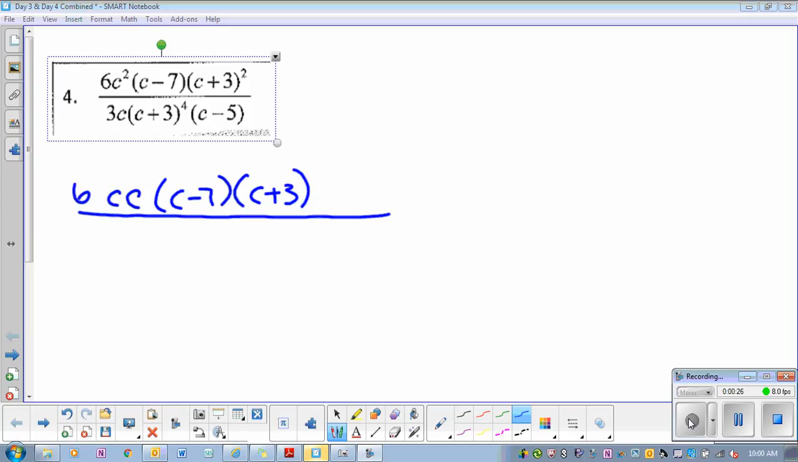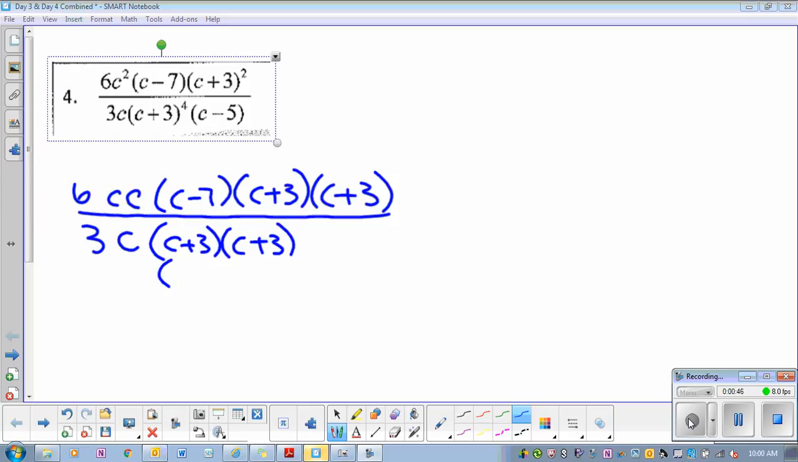So how many c plus 3's? Good. So that's the top, the numerator. Now on the bottom, we have 3c. Oh my goodness, how many c plus 3's do we have? 4. Okay, so I gotta write small here so I can fit them all in.